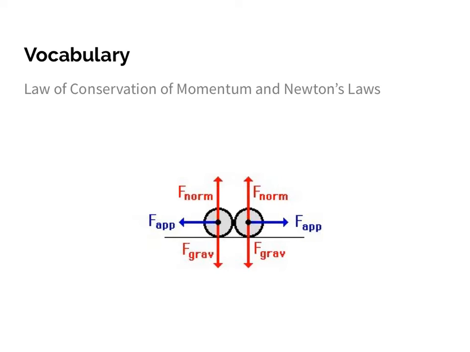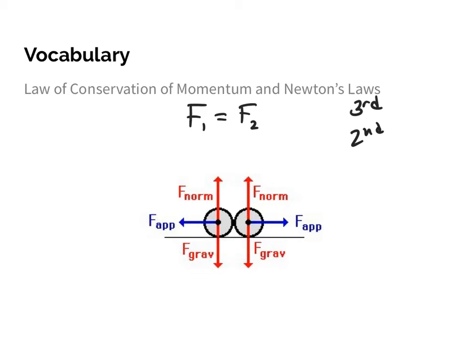What we learned about first is Newton's third law, the whole idea of action and reaction pairs. For example, if I have two colliding objects, we talked about how the force of one object on the other is equal to the force of that second object back on the first. I'll label this as F1 and F2, the force of one is going to equal the force of the other.